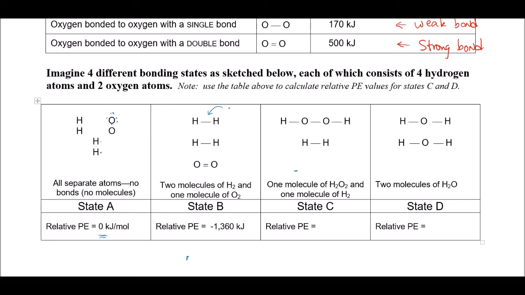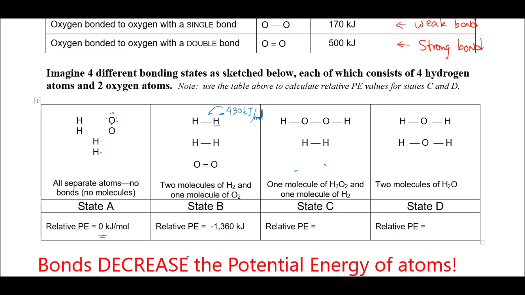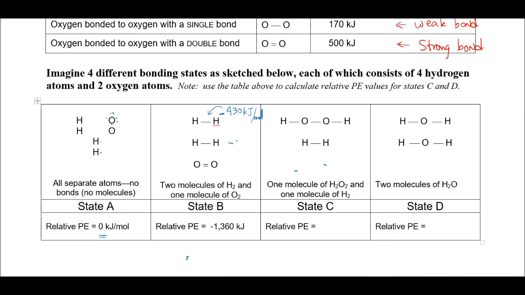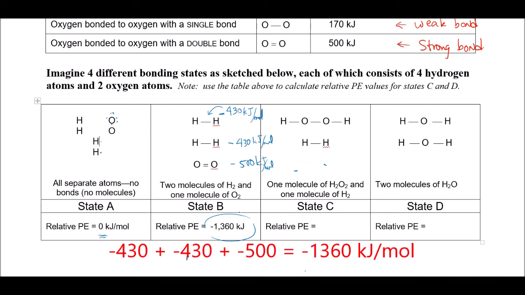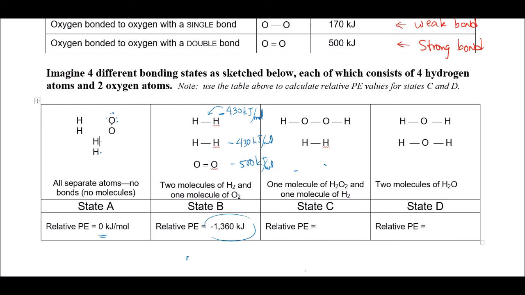So here's an HH bond. From the table above, we see it's 430 kilojoules per mole. But it's best to think of that as a negative number because it lowered the potential energy by that much. Here's another negative 430. And here's a negative 500. And altogether, those add up to this value here. So that's the idea of mathematics here. Find the bonds, find their energies, find the total.